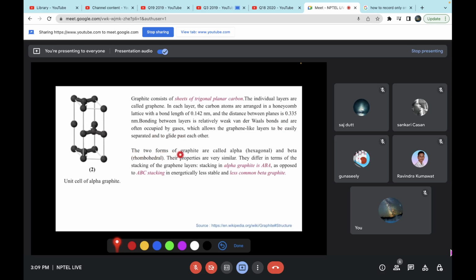The two forms of graphite are called alpha, which is hexagonal, and beta, which is rhombohedral. Their properties are very similar. They differ in terms of the stacking of the graphene layers. So what does it mean? It means that in alpha graphite, the stacking is an ABA pattern. Here you can see this: if this is the A pattern, it is repeating in the third one.